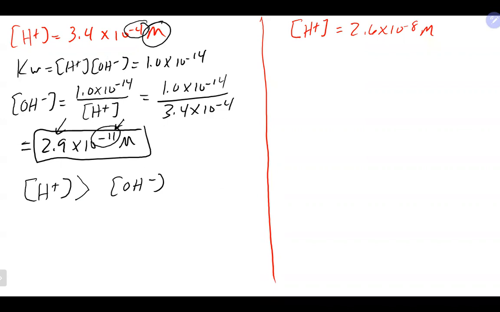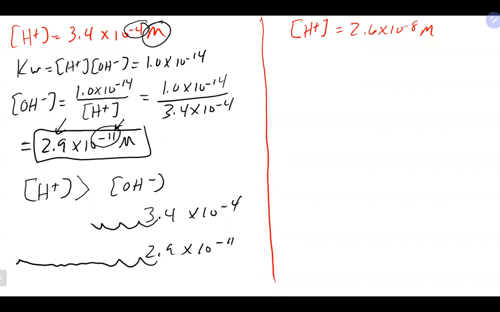A reminder that the negative there is important. It's actually the smaller negative number that is the larger. That is because if you take 3.4 times 10 to the minus 4, you're going to go 4 places this way and put zeros. If you take 2.9 times 10 to the minus 11, you're going 11 places this way and putting zeros, which makes it a much smaller number. So negative exponent, smaller number, smaller negative exponent is the larger number. So this would be acidic in this case. Any questions on that?